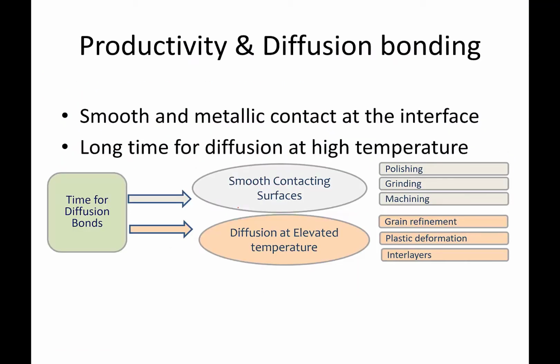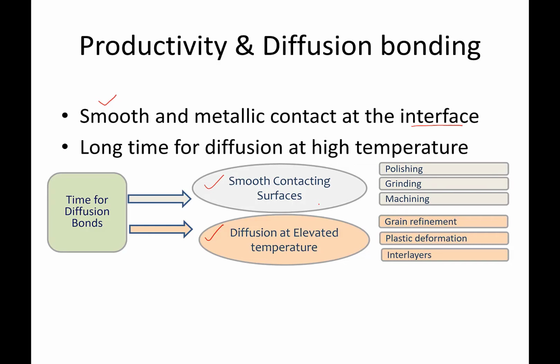So here, diffusion bonding is one of the solid state joining processes, and for that the prerequisite is to have very good smooth surfaces so that there is a good metallic contact between the components to be joined, especially at the interface. To facilitate the diffusion, we have to apply high enough temperature for a long time. So these two are the barriers to very productive diffusion bonding, because it takes a lot of time to smoothen the surfaces to be joined by diffusion bonding, and it takes long to develop the diffusion bond through the diffusion across the interface.